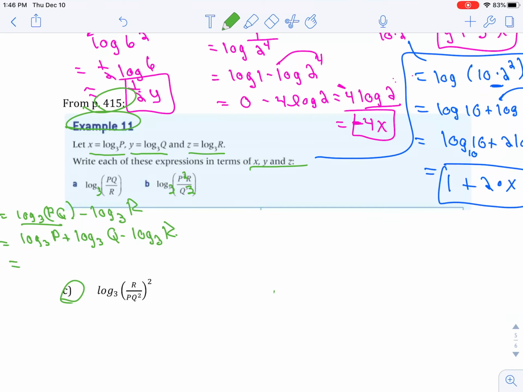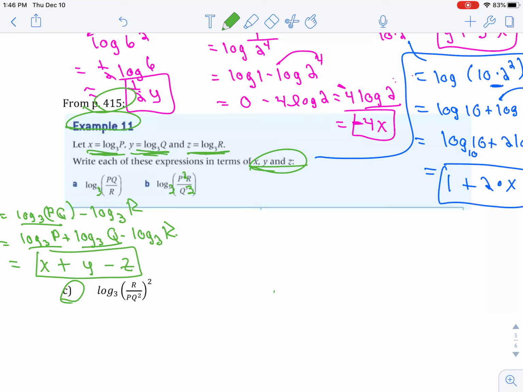Now if I sub in the values, because I want this in terms of x, y, and z, the log base 3 of P is x, plus the log base 3 of Q is y, minus the log base 3 of R is z. So we just get x plus y minus z.